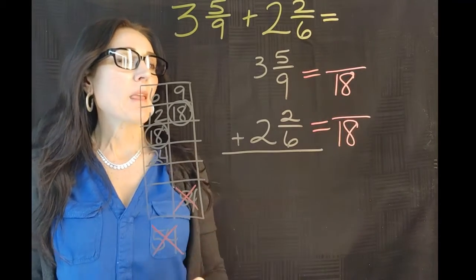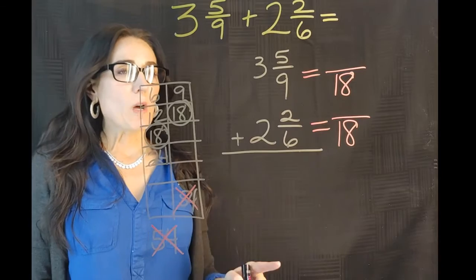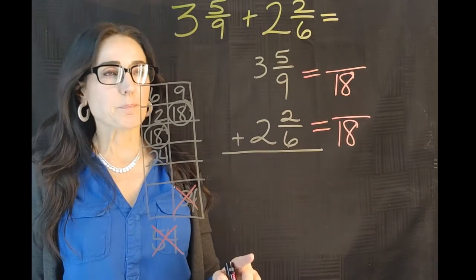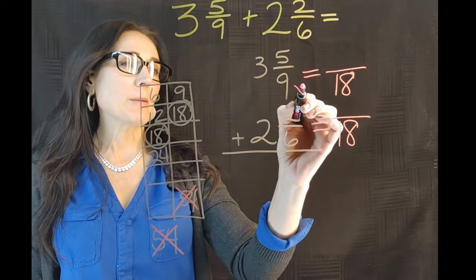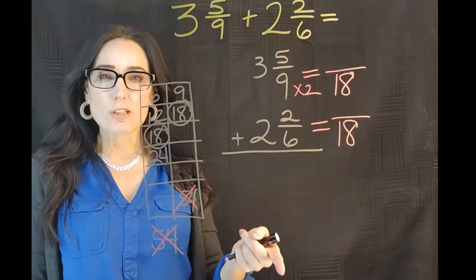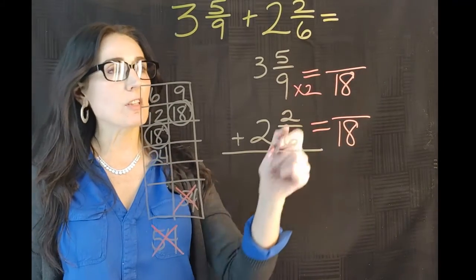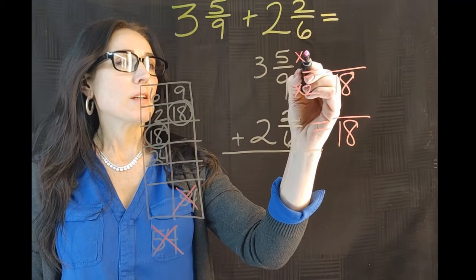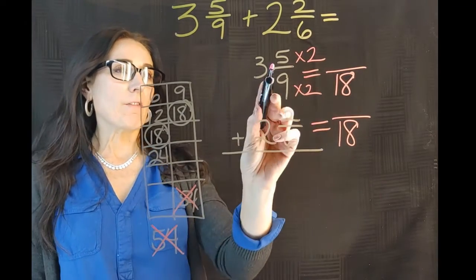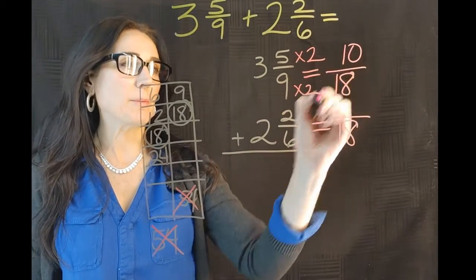So 9 times what is 18? So we would say 9 times 2 is 18. What you do to the denominator, you have to do to the numerator. So then we say 5 times 2 is 10.